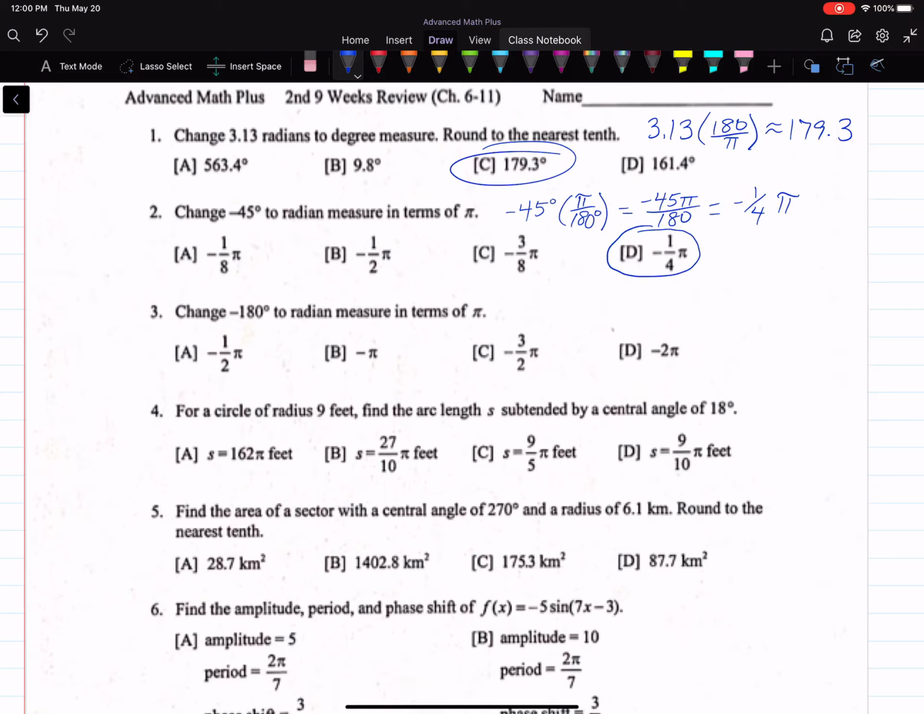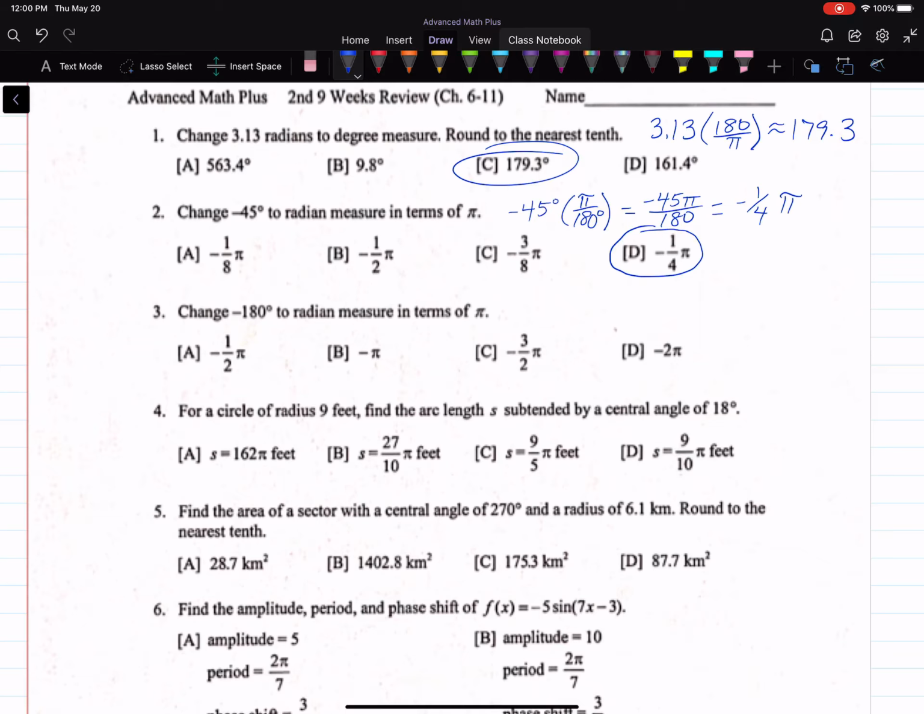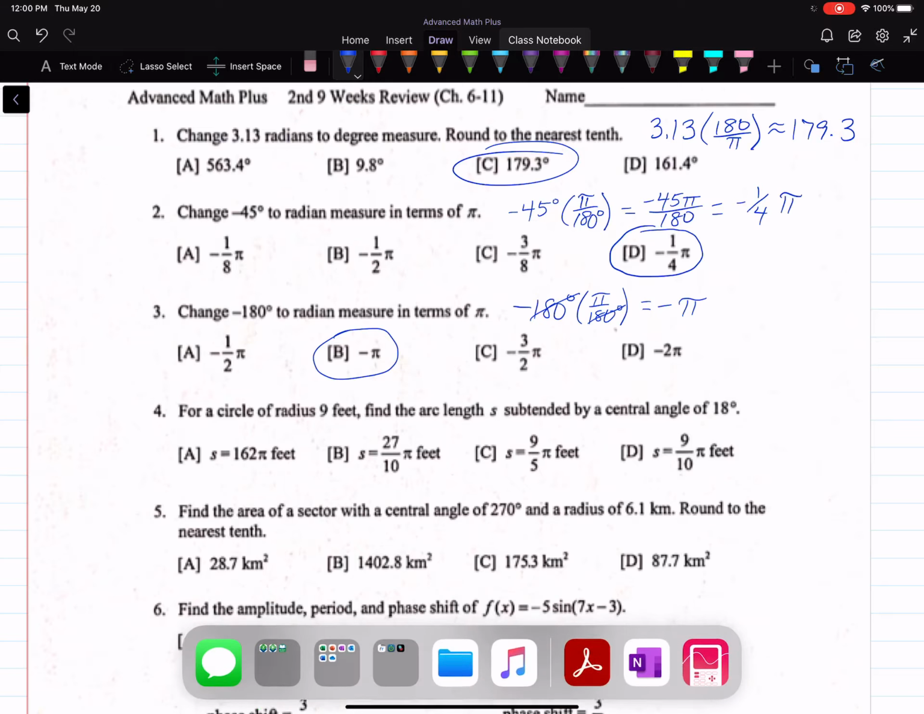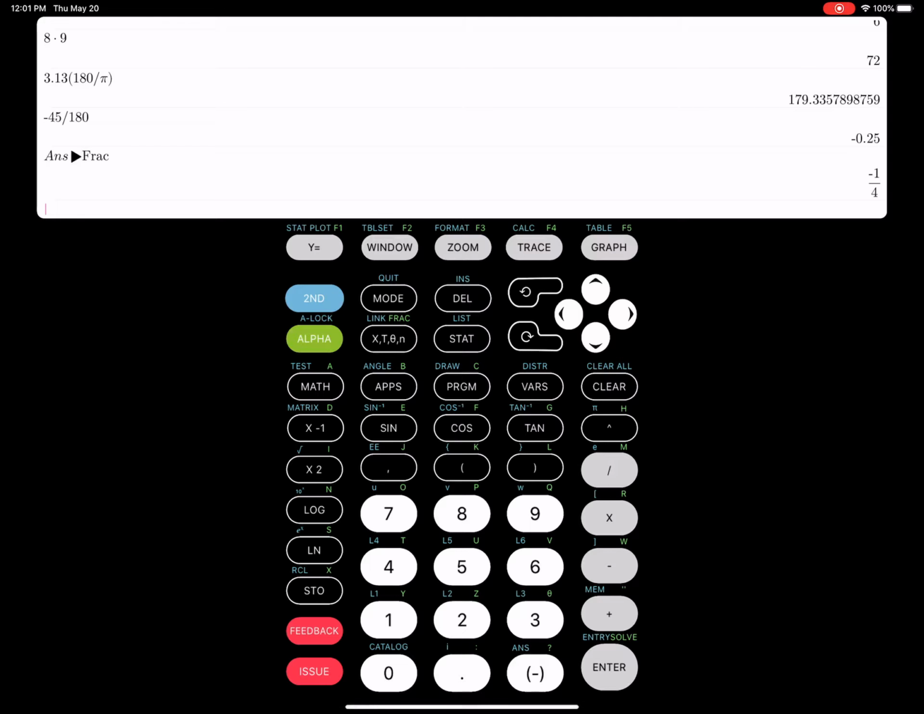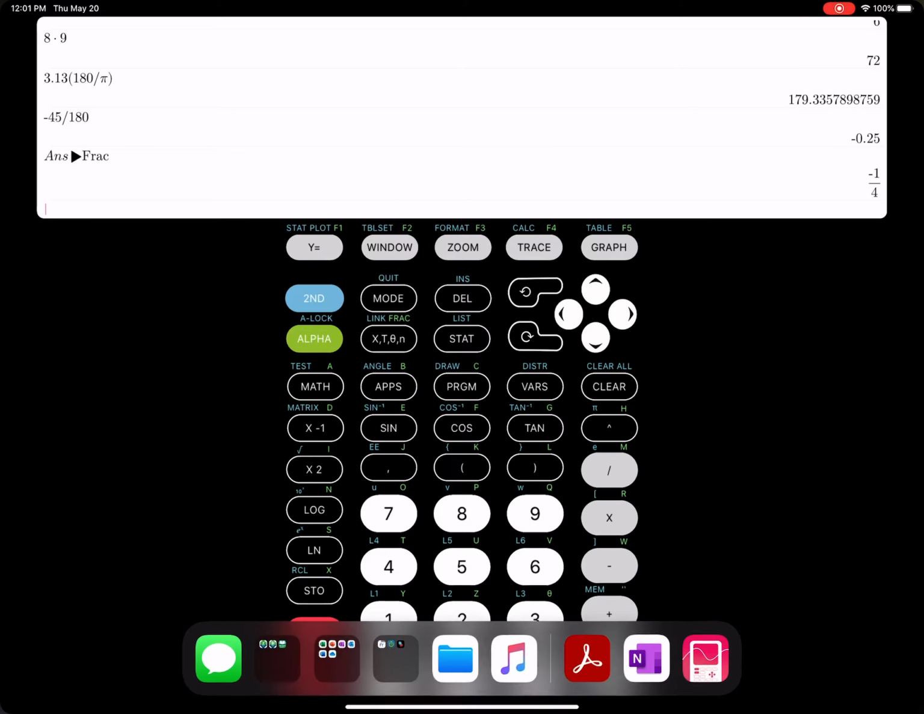Number three, same thing as number two. So negative 180 times pi over 180. This one's actually a pretty easy one. The 180s are just going to cancel, and you're going to be left with negative pi, which is B. Would you do that without the pi, like without adding the pi in the calculator? Yes, I did. When I put in my calculator on number two, you do not want to put the pi, because you know the pi's are in your answers. You just want the fraction part.